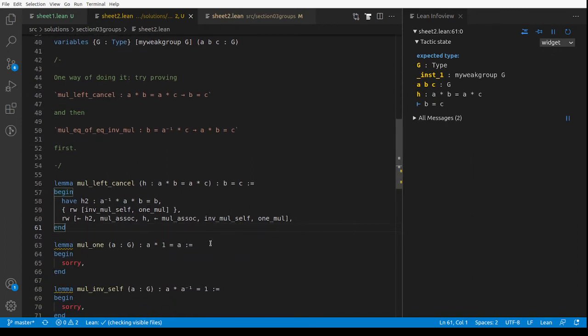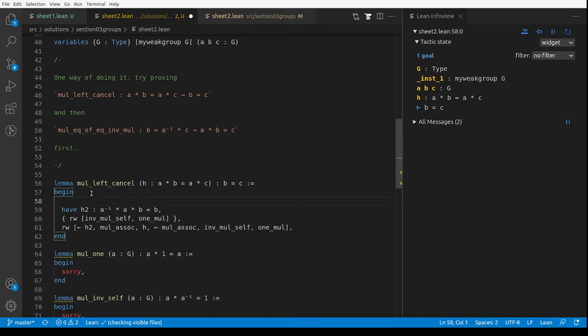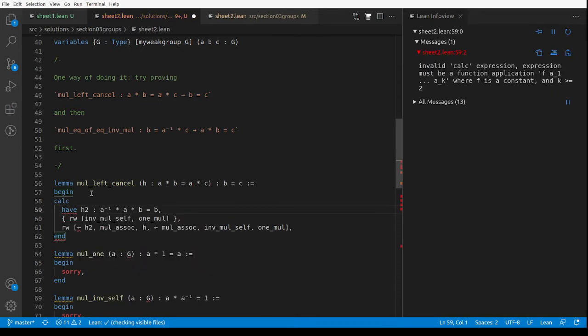So there is actually a way. Let me show you a different way of doing this. You look at this proof and it's difficult to follow, right? So let me show you a completely different way of presenting the same proof, which is rather easier to follow. So we can use the calc mode. We can use the calc tactic. And the calc tactic looks like this.